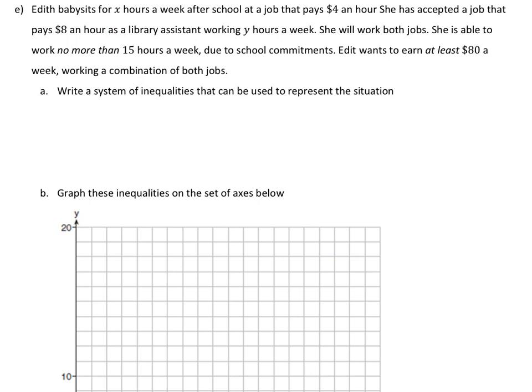On the next page, we'll start some applications or word problems. Edith babysits for X hours a week. This is good. It's already identified. It means I probably don't need let statements. X hours a week after school at a job that pays $4 an hour. So here's my first money question, or money portion.